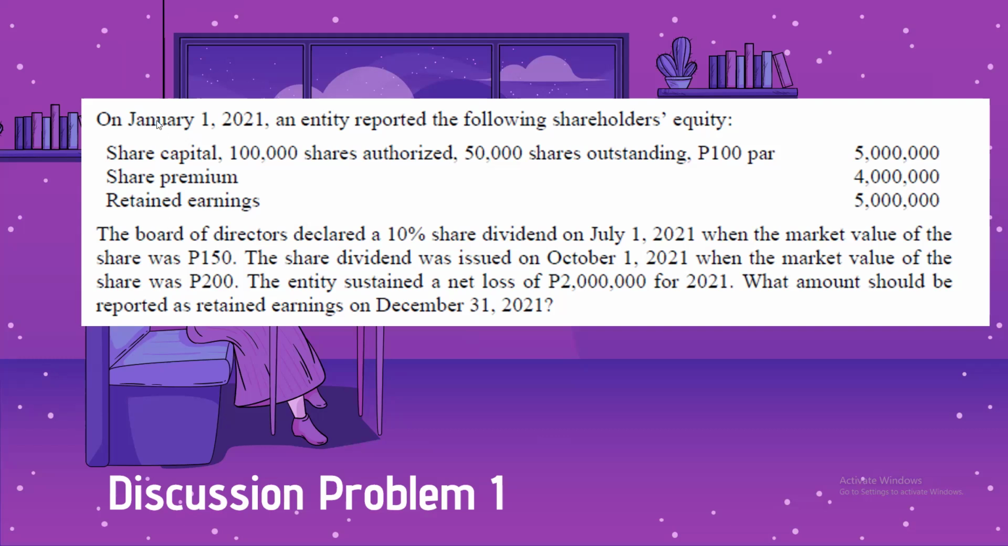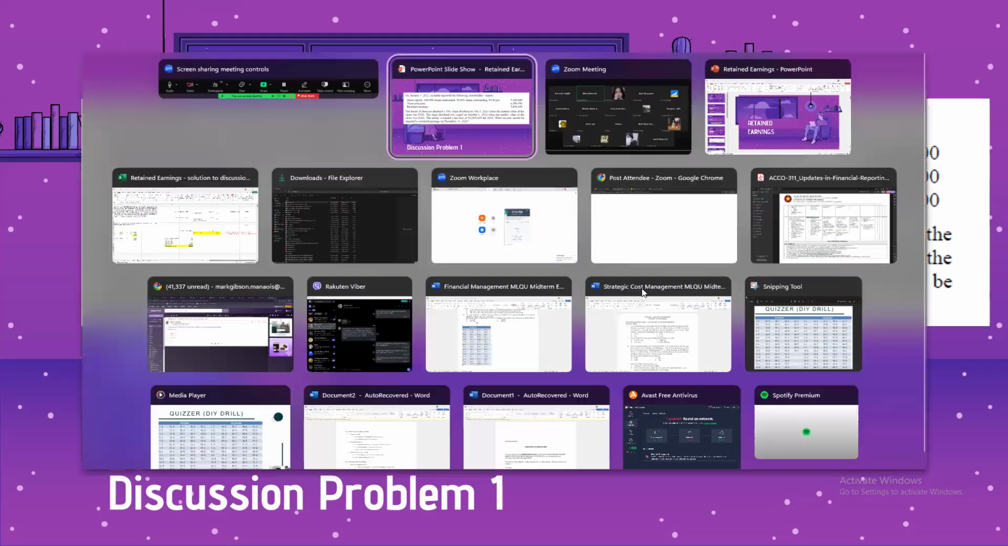Tignan ang date, class. This is January 1, 2021, so meaning these are the beginning balances. The board of directors declared a 10% share dividend on July 1, 2021 when the market value of the share was 150. The share dividend was issued on October 1, 2021 when the market value of the share was 200. The entity sustained a net loss of 2 million for 2021. So what amount should be reported as retained earnings? And let's have problem 1.